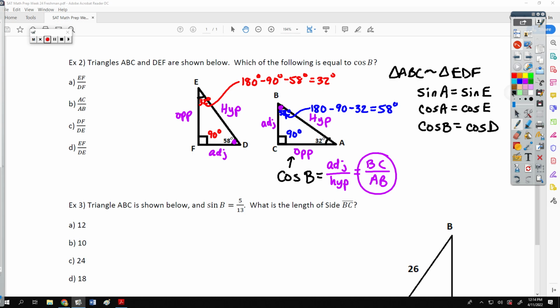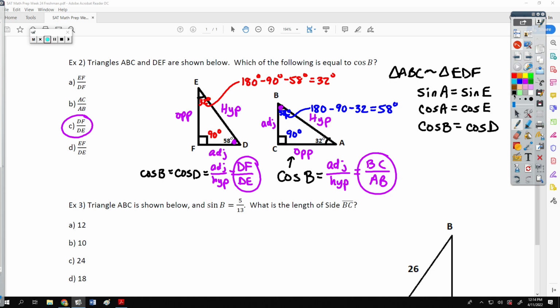So then we look at the other triangle, and we have to realize that the cosine of angle D is the same as the cosine of angle B. Because B and D are congruent angles, they have the same trig values. So the cosine of angle D would be adjacent over hypotenuse in that triangle, which would be DF over DE. The correct answer is C.